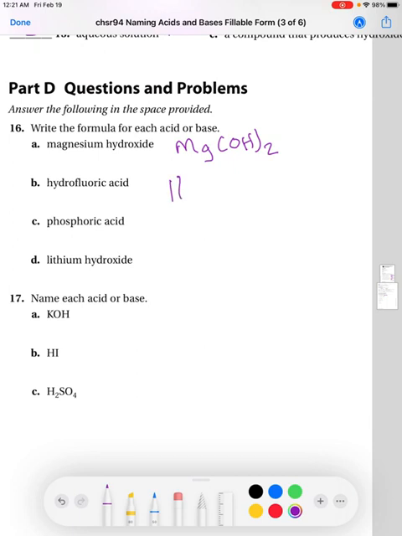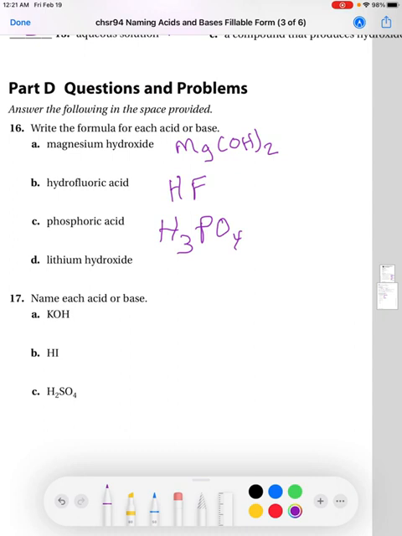Hydrofluoric acid is a binary acid using the fluoride ion. That's the acid that etches glass. Phosphoric acid is unusual. You can find it in that table back there. And the phosphate ion has a -3 charge. So this is called a triprotic acid because it has 3 protons that it can produce.